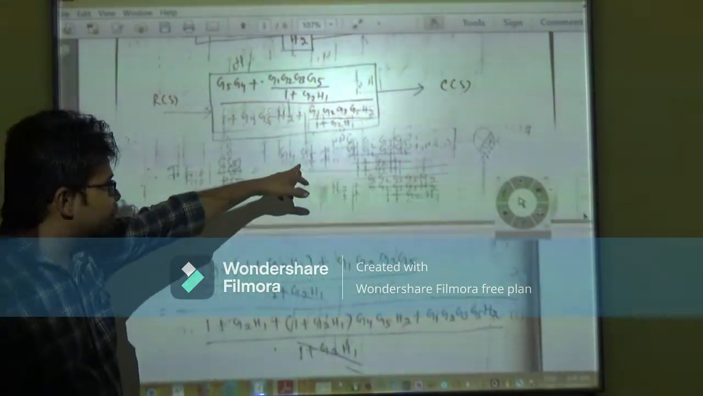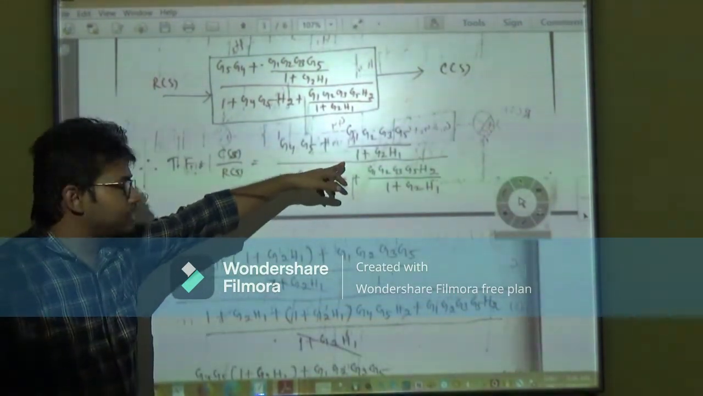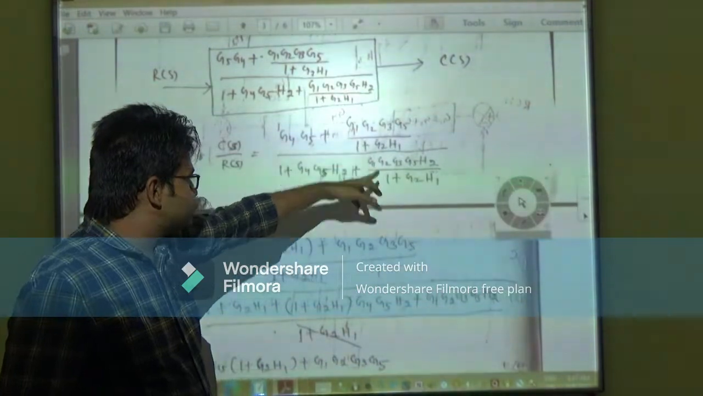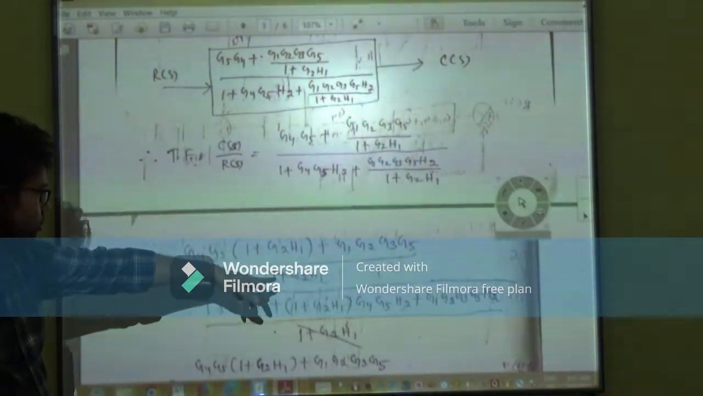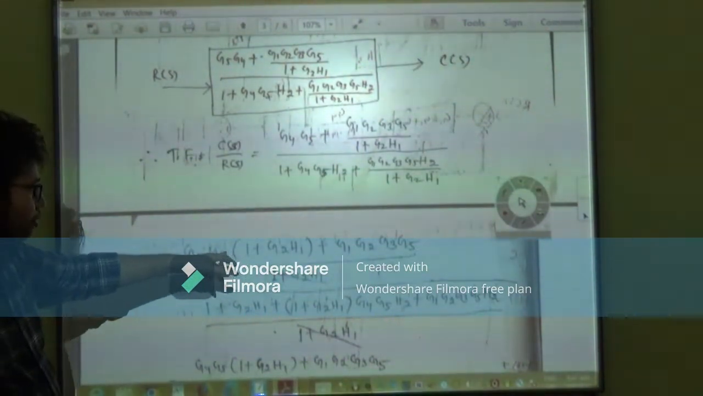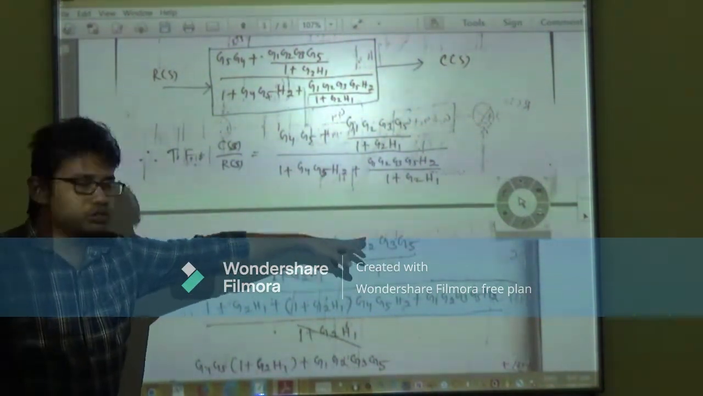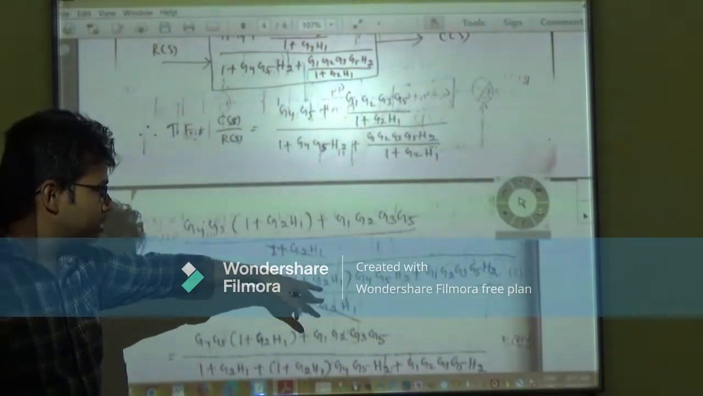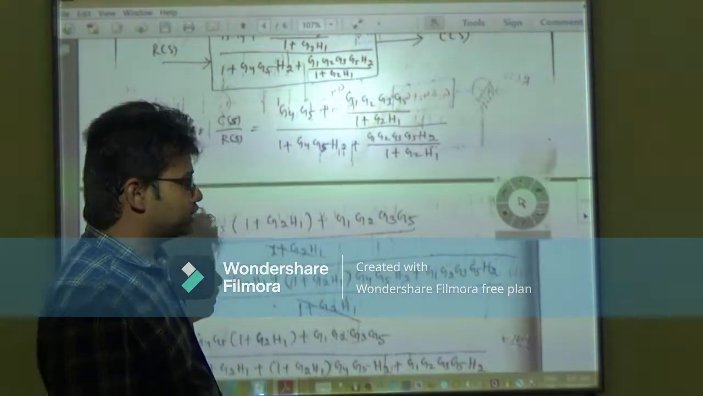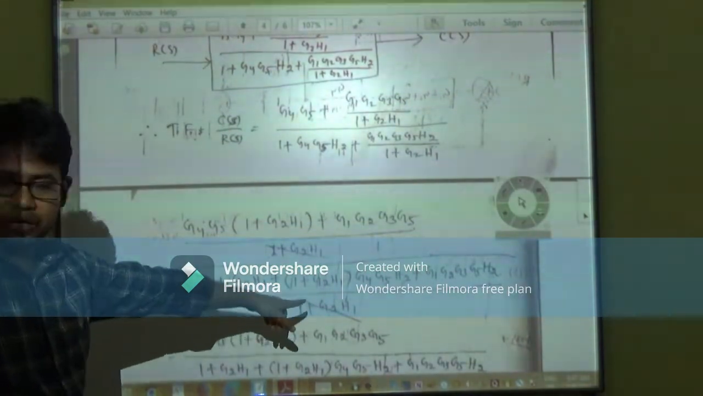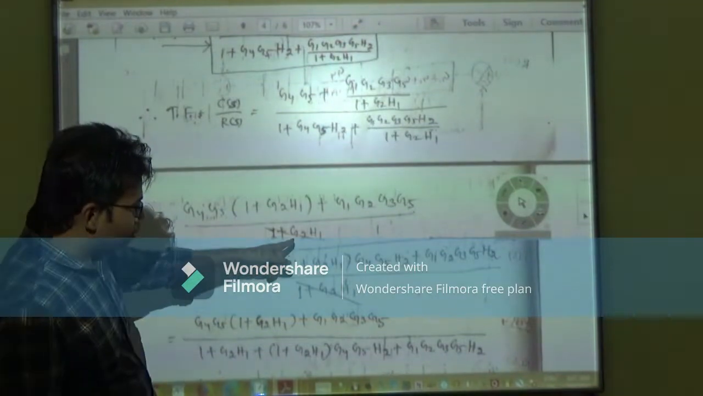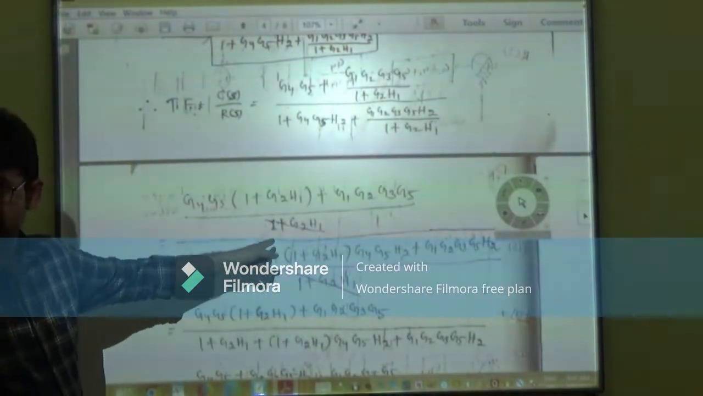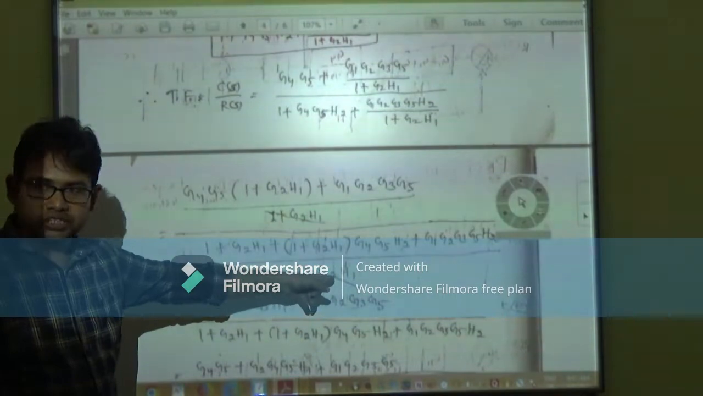Next is problem solving. Here we take the LCM, which is 1 plus G2 H1. Then G4 G5 times 1 plus G2 H1, plus G1 G2 G3 G5, whole divided by 1 plus G2 H1, plus 1 plus G2 H1 times G4 G5 H2, G1 G2 G3 G5 H2, divided by 1 plus G2 H1. Here 1 plus G2 H1 in the numerator and denominator cancel out. All are the same, so they cancel.